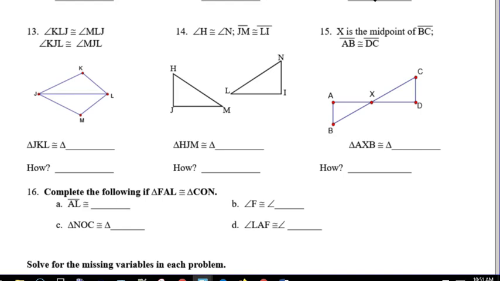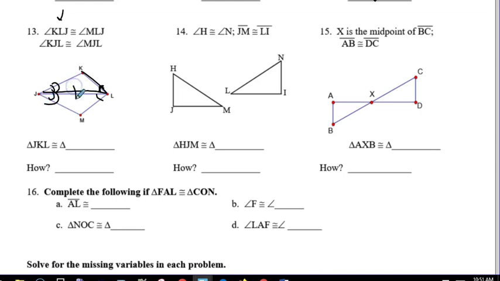On this one, I know KLJ. Be careful here. Some people are having problems with finding angles. KLJ is right here. That's KLJ. It's always the middle letter. That's your vertex. MLJ is going to be M to the L to the J right there. KJL is right here. MJL is right there.